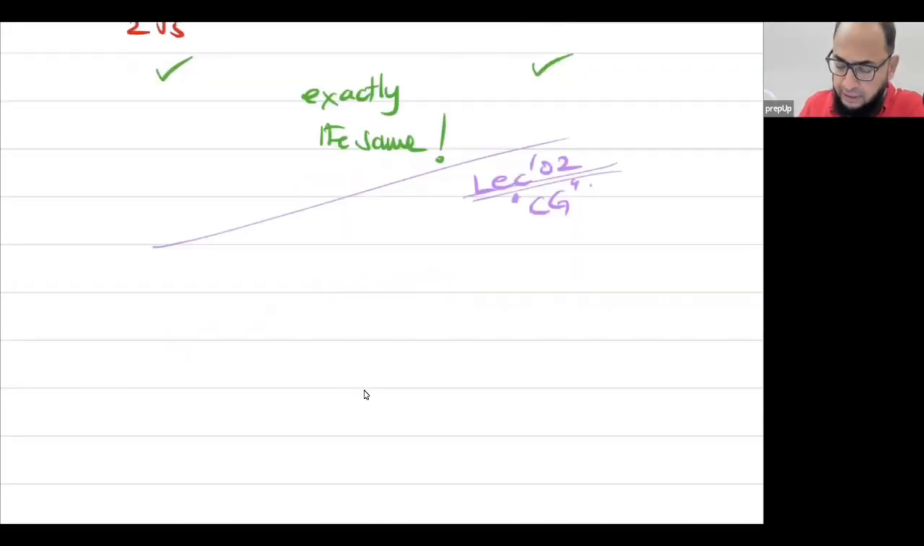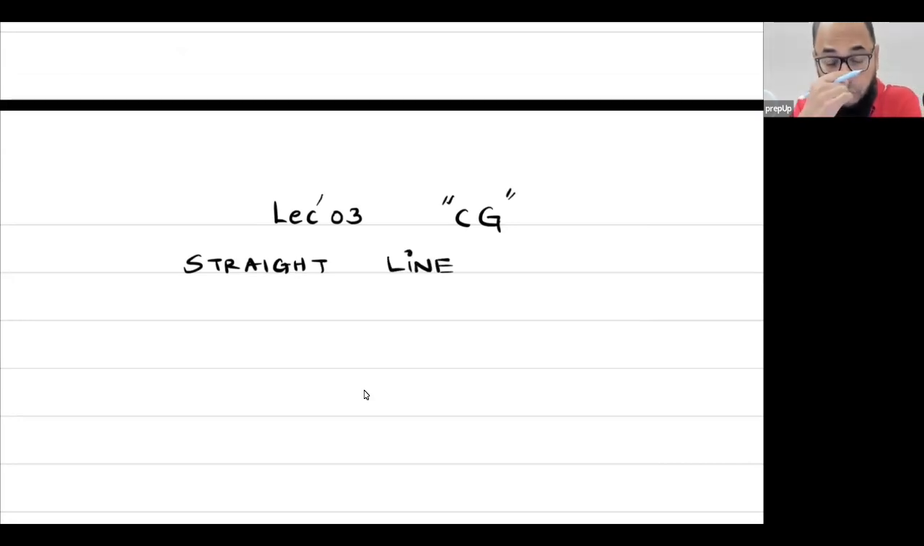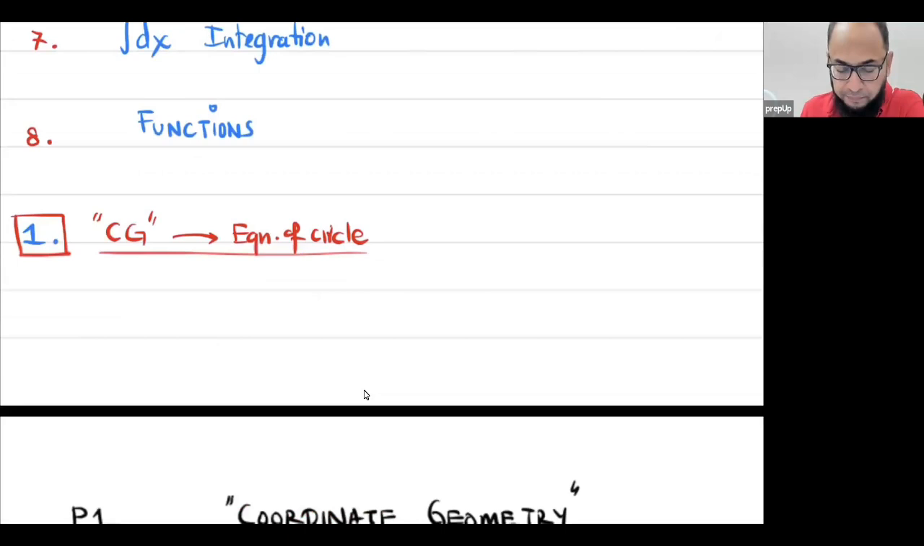So now we are starting with the third lecture of coordinate geometry. Lecture number 3, CG. CG stands for coordinate geometry, and we are talking about the coordinate geometry with respect to a straight line. There is coordinate geometry with respect to a circle. We are talking about a straight line. Now, first of all, why don't we recap whatever we have done so far?